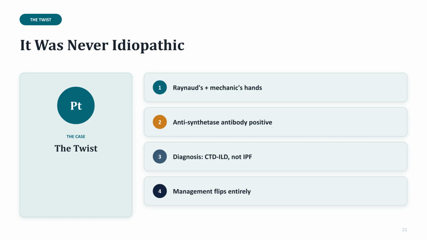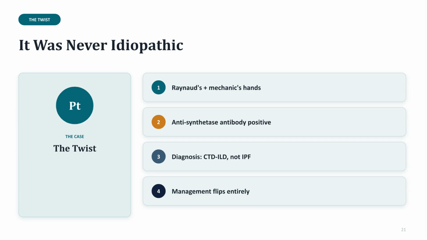Here is the twist. Remember her hands. Raynaud phenomenon and mechanics hands were never incidental. Her myositis panel returns a positive antisynthetase antibody. This is connective tissue disease, interstitial lung disease. Antisynthetase syndrome. The UIP pattern was real, but the cause was autoimmune, not idiopathic, and that flips management. Idiopathic fibrosis is treated with antifibrotics. Autoimmune fibrosis is treated with immunosuppression.